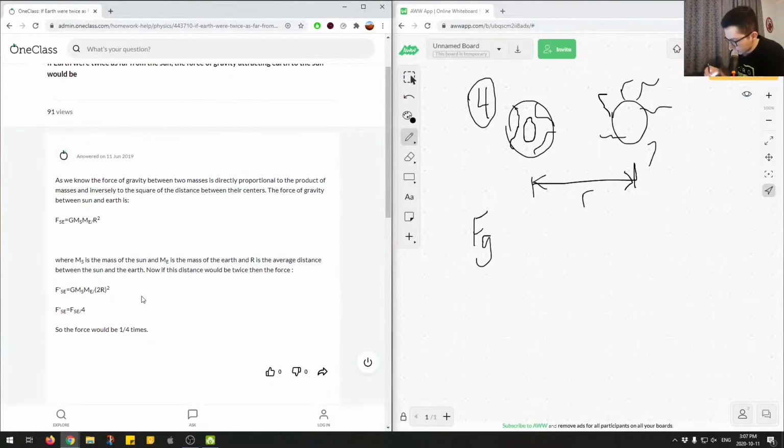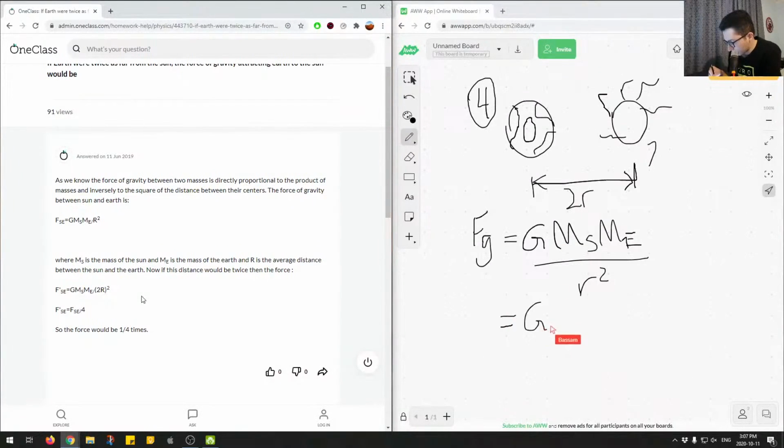So let's think about this. We have the equation Fg is G times Ms Me divided by r squared. The main thing to note here is we have the square on the r, which is the distance between them. So if we were to double the distance, so we have 2r, the distance between the Sun and the Earth, we need to substitute that in. Everything on top would stay the same, and then we put this in brackets, so we have 2r squared.